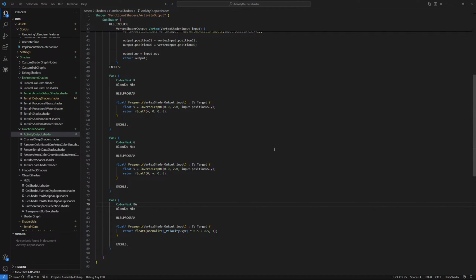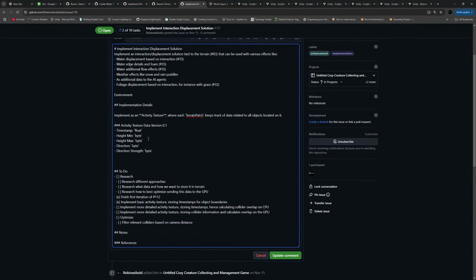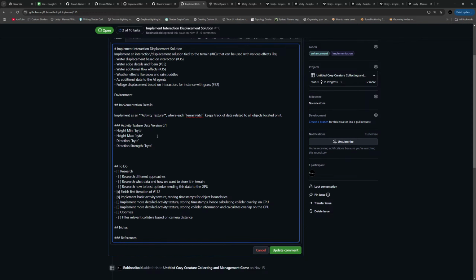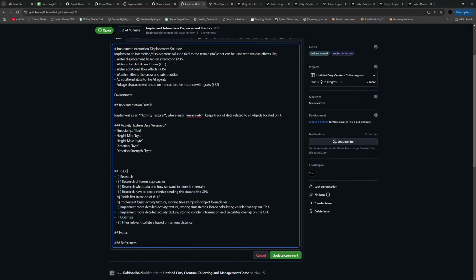Okay, so maybe that's what we want to do. So we want to have a, we don't care about timestamp in that case. So activity texture data version, let's save this one, and then we do activity texture data version 0.2.